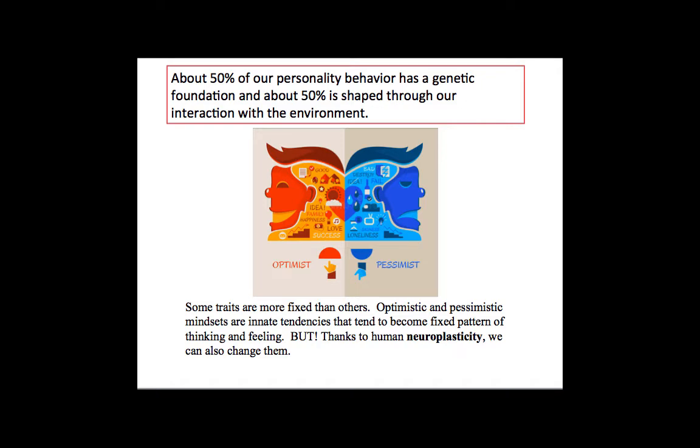Some traits are more fixed than others. Let's say extroversion and introversion are a little bit more biologically fixed, you have a tendency or preference. It's sort of like your preference of sleeping on your right side or your left side. Even optimistic and pessimistic mindsets have a sort of pre-wired orientation, but we can radically rewire that because of neuroplasticity, but it'll take some work, right?